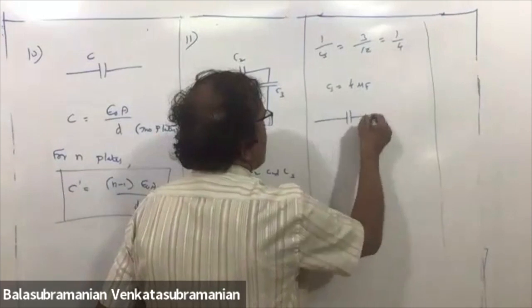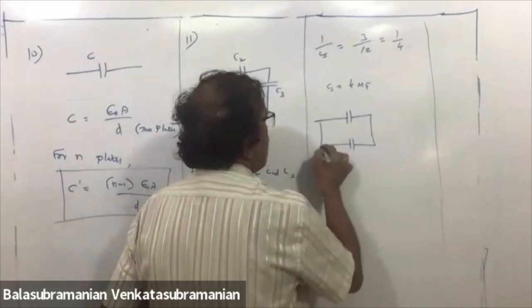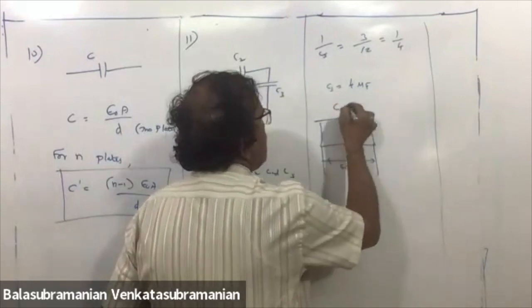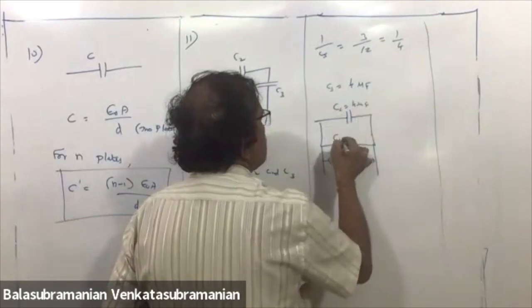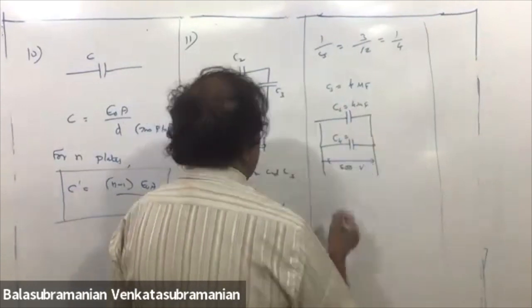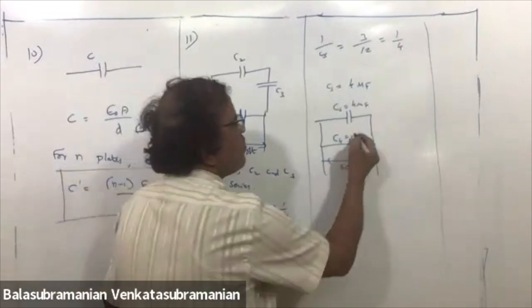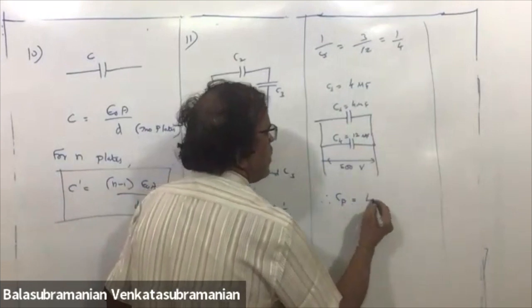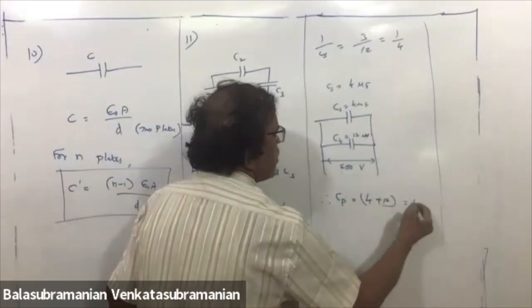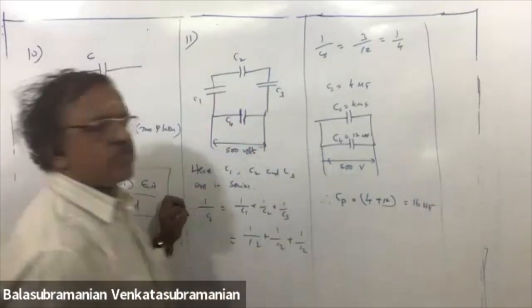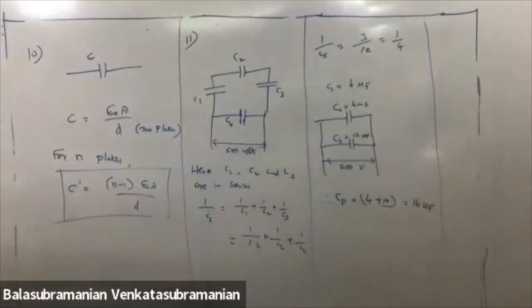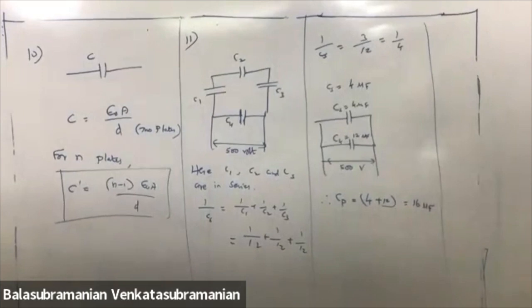So, another diagram. This is 500 volt. Cs is 4 microfarad. C4 is 12 microfarad. Therefore, Cp is equal to C1 plus C2, that is 16 microfarad. Correct? What you have to calculate here, after calculating the resultant capacitance, is the charge.